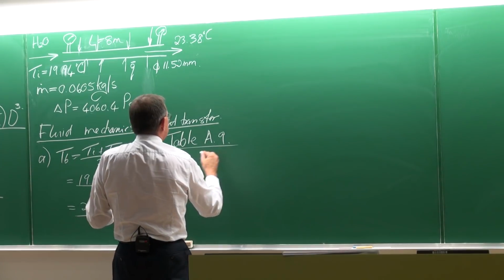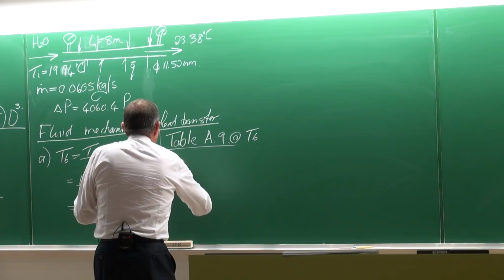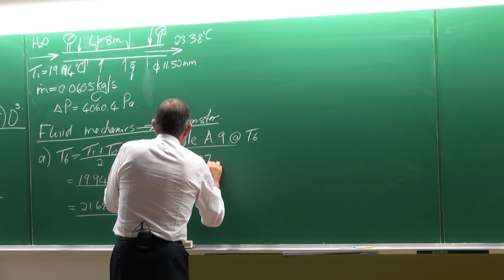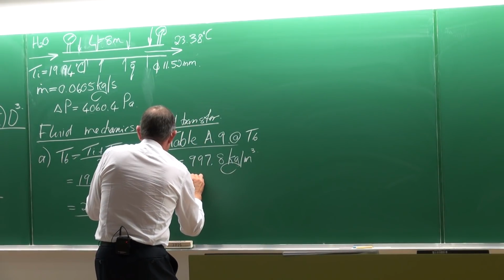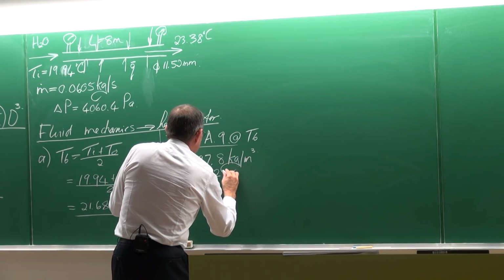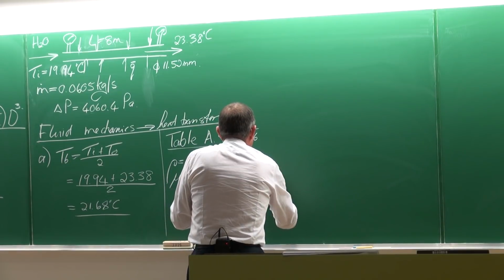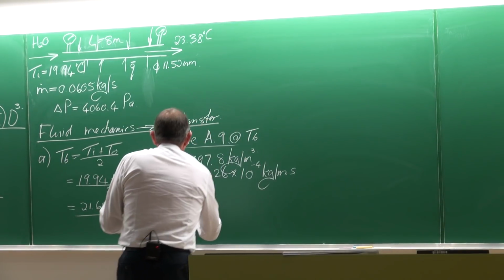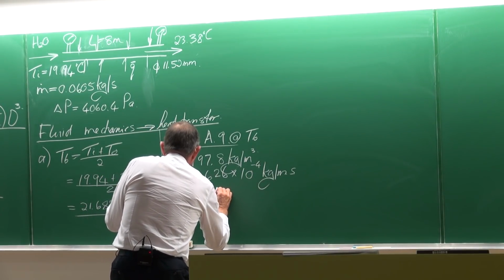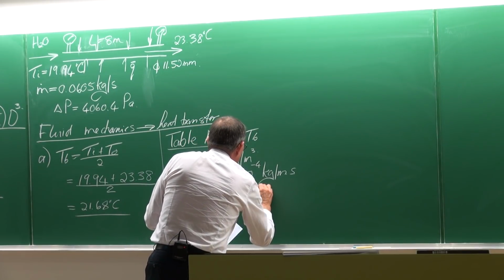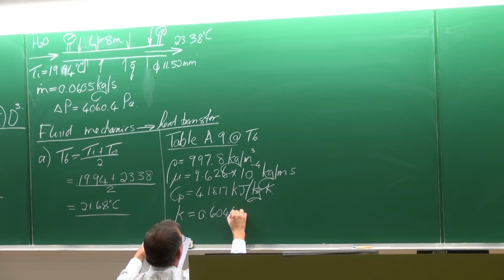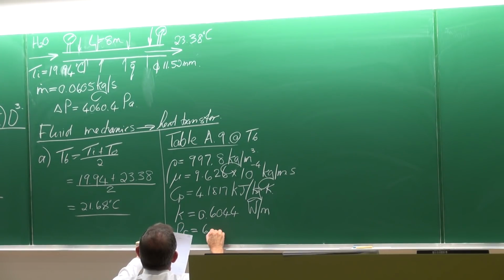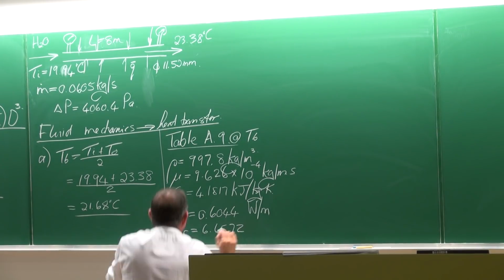So the properties at the bulk temperature: the density is equal to 997.8 kilograms per cubic meter. The viscosity is equal to 9.626 multiplied by 10 to the minus 4 kilograms per meter second. The Cp value is equal to 4.1817 kilojoules per kilogram Kelvin. The thermal conductivity k is equal to 0.6044 watts per meter Kelvin. And the last one, the Prandtl number, is equal to 6.6572.